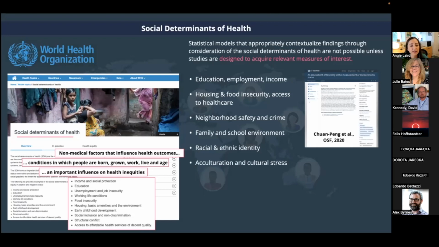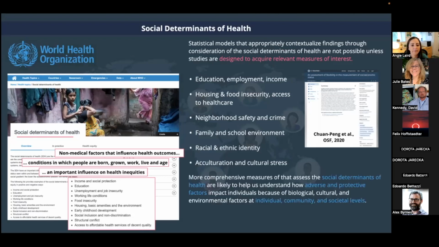And then as the scale and scope of population level neuroscience is increased, scientists responsible for study design are really encouraged to consider the inclusion of more comprehensive measures that assess the social determinants of health as a core strategy for understanding how adverse and protective factors impact individuals because of biological, cultural, and environmental factors at individual, community, and societal levels. These are complex phenomena that we're talking about, and it really requires thoughtful data collection.